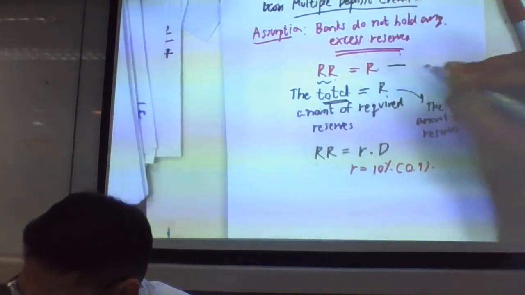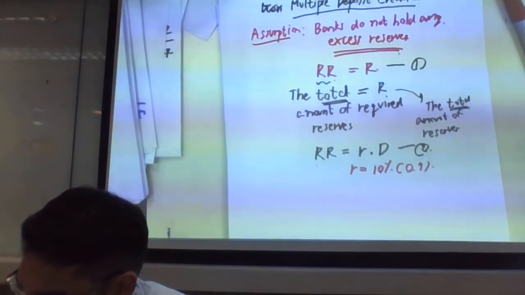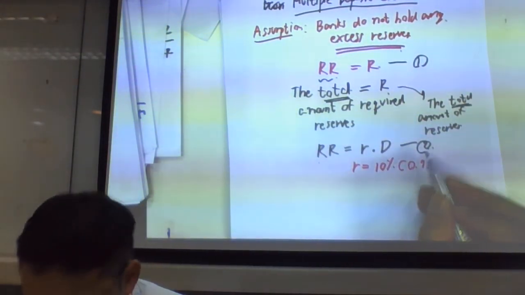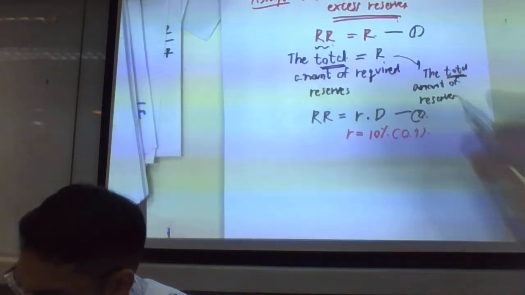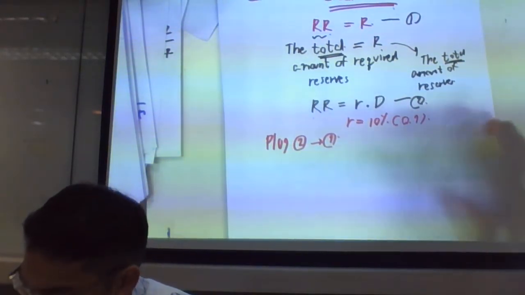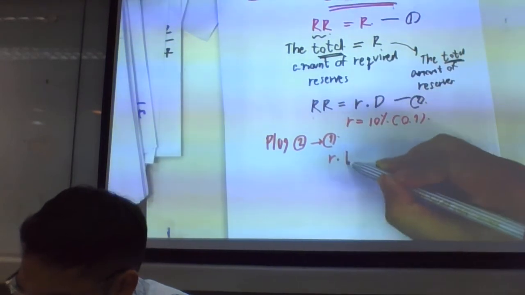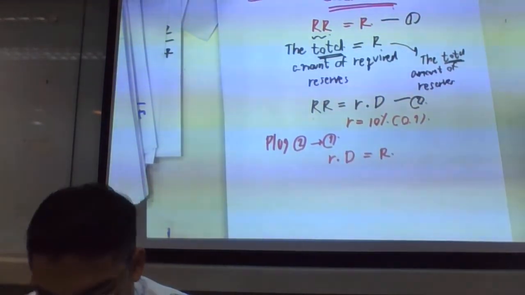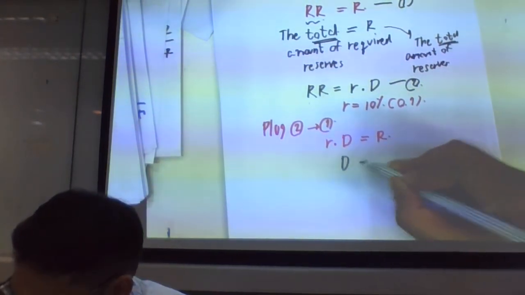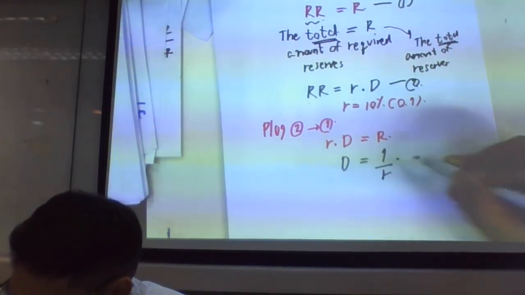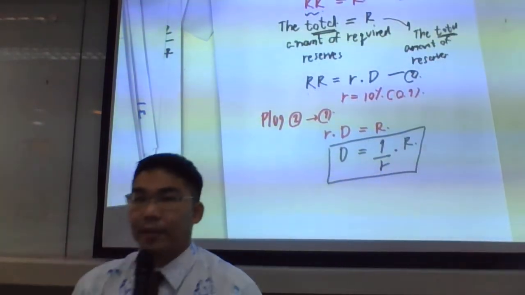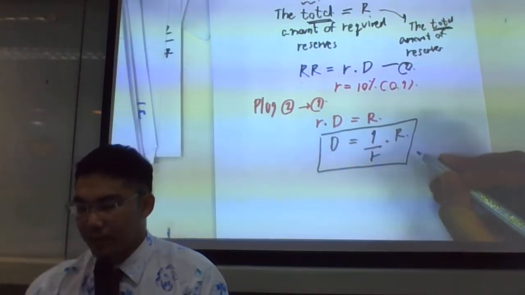So we have this one, equation 1, and this one, equation 2. We just plug equation 2 into equation 1. What we get is r multiplied by D equal R. So you will find that D equal 1 over r multiplied by R. What does it mean?